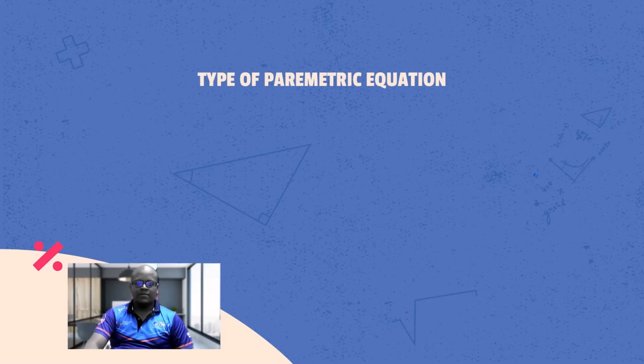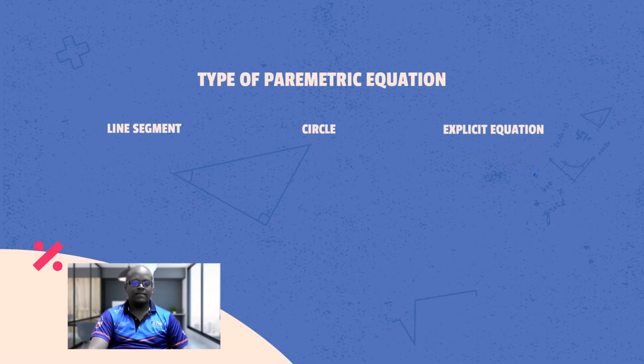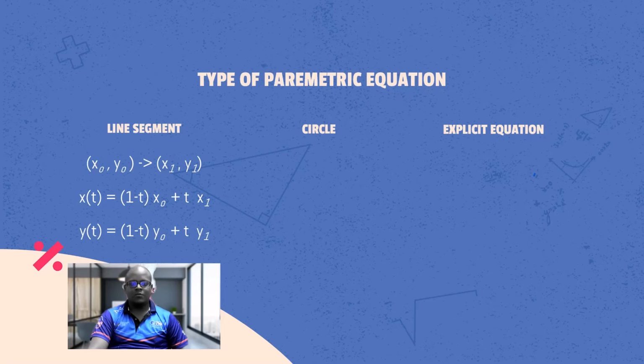Okay, there are 3 types of parametric equations we use to solve line integral problems: line segment, circle, and explicit equation. For a line segment of a curve that moves from x0, y0 to x1, y1, the parametric equation is x(t) equal to 1 minus t times x0 plus t x1, y(t) equal to 1 minus t times y0 plus t y1.